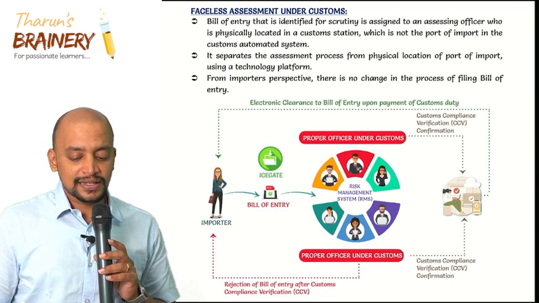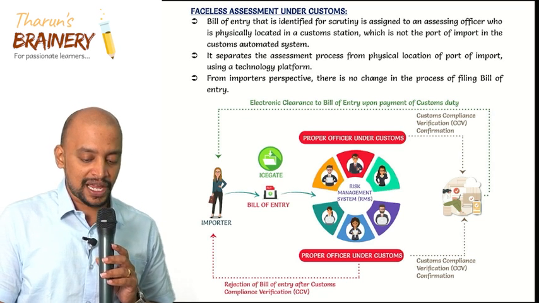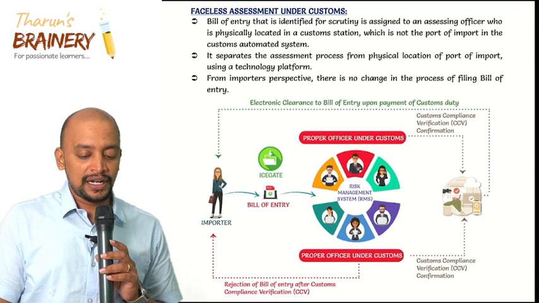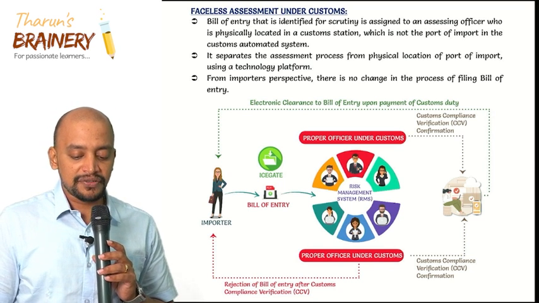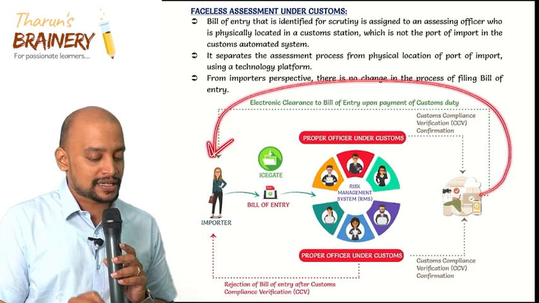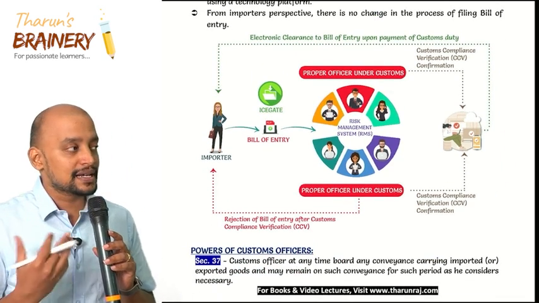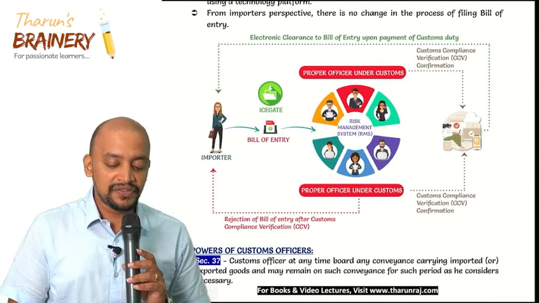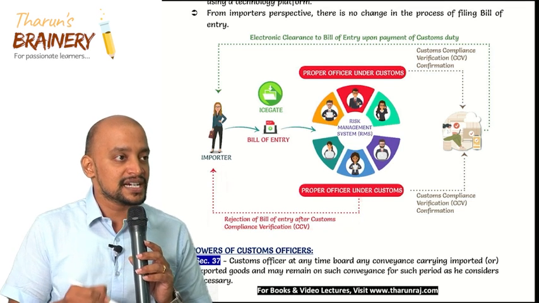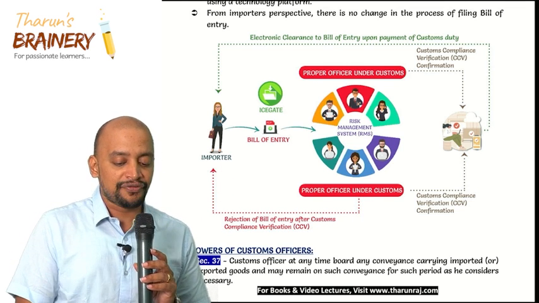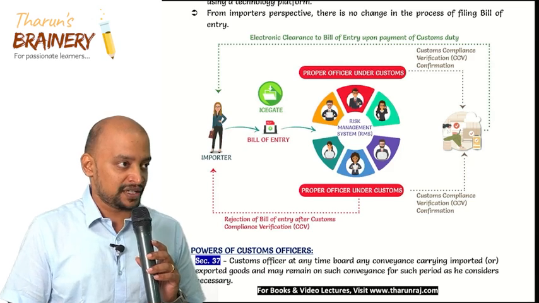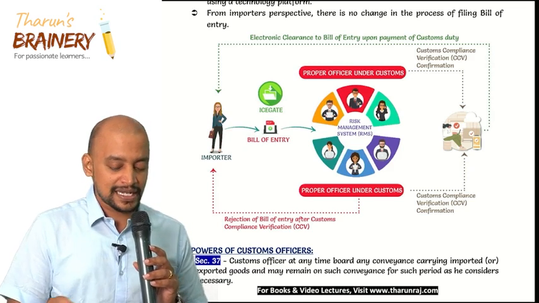If everything is completed with respect to that verification of bill of entry, then they will communicate the same so that we will get an electronic clearance. Suppose if there is any discrepancy in that bill of entry, they will reject the bill of entry specifying the reason, and again we need to furnish the rectified bill of entry. So this is about the faceless assessment.